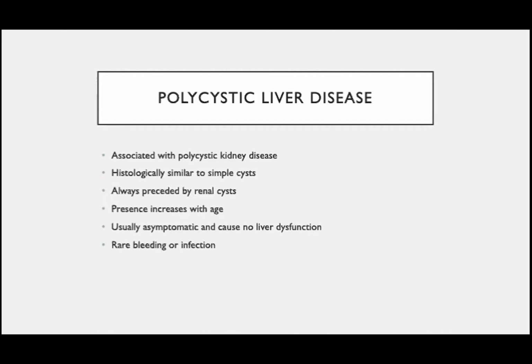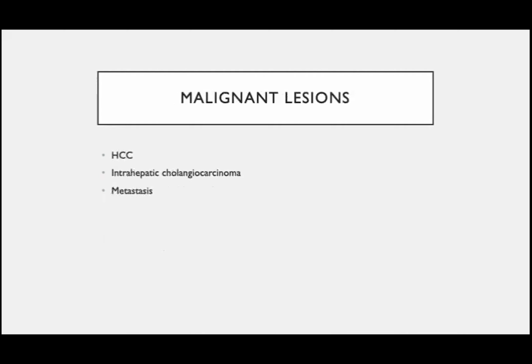So let's switch over to malignant lesions. We're going to talk about HCC, intrahepatic cholangiocarcinoma, and then metastatic liver lesions. Basically, we're just going to talk about colorectal mets because they're the most common.